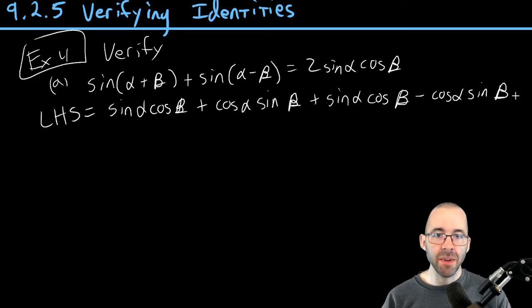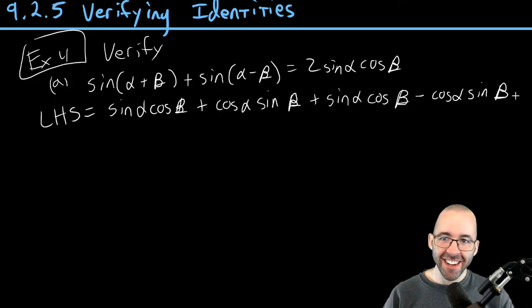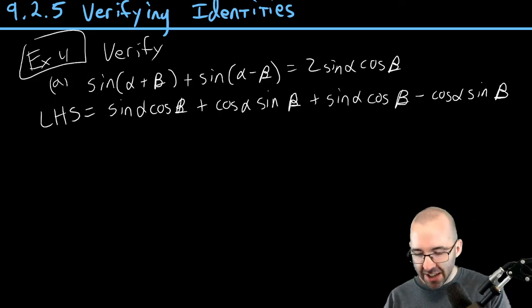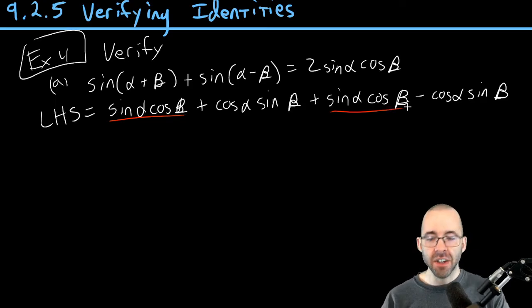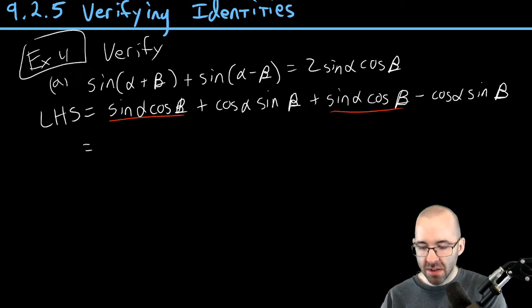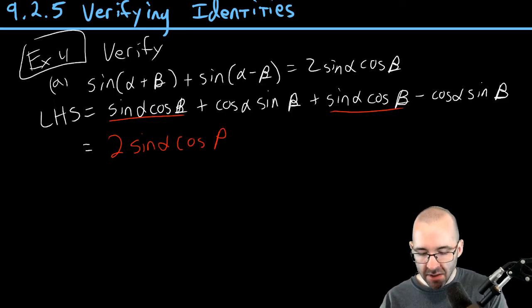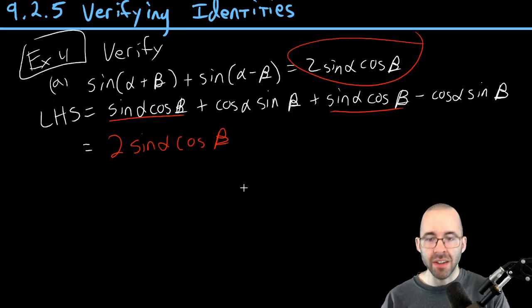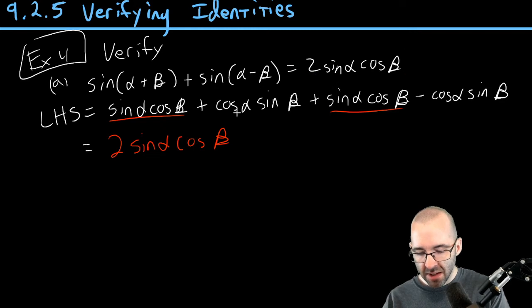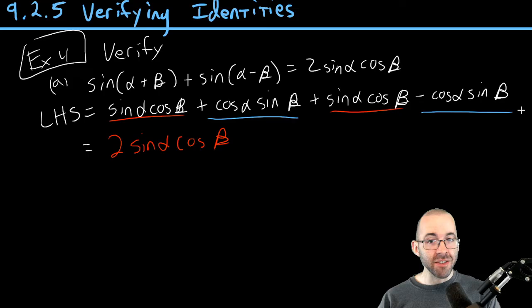Now let's clean this up and hope it works, because this looks a little messy. Do we have any like terms? Sine alpha, cosine beta? Sine alpha, cosine beta. Yeah, we got 2 of those. We have 2 sine alpha, cosine betas. Oh, that's great. That's what we wanted. What about the other term? Cosine alpha, sine beta minus cosine alpha, sine beta.